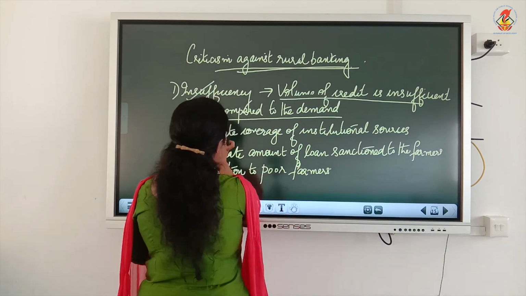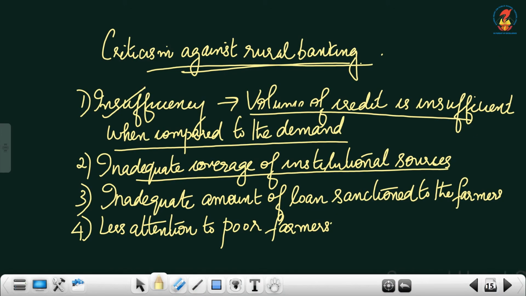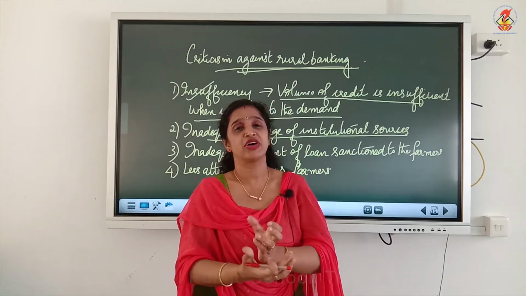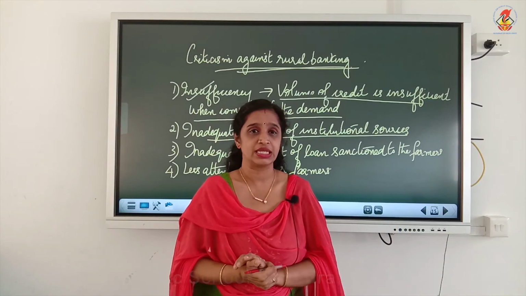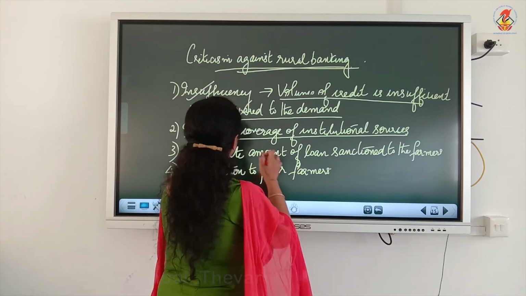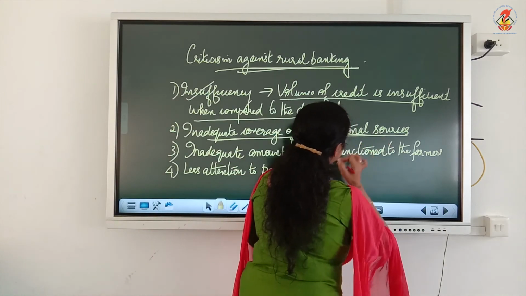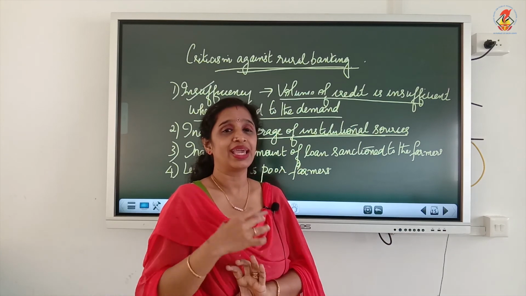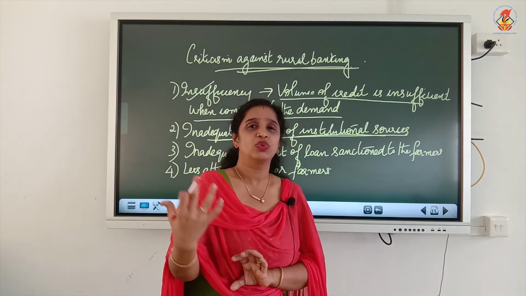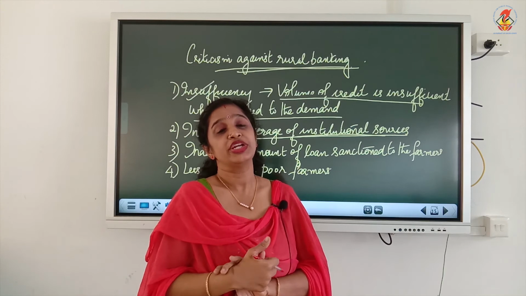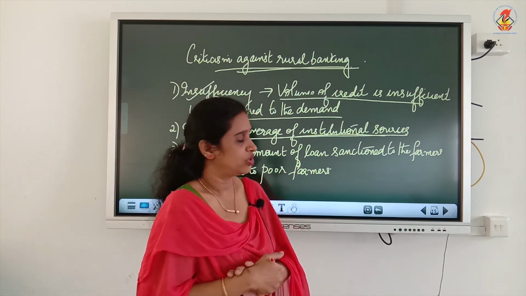Point number 2, inadequate coverage of institutional sources. In certain areas, the banks and other financial institutions are not able to cover the whole area where the farmers are. So the majority of the farmers are not getting the credit facilities. The rural areas are not covered. So that also leads to an insufficient amount of loan.